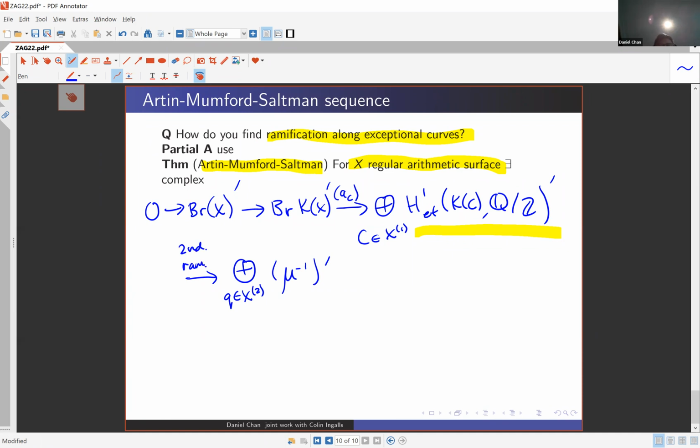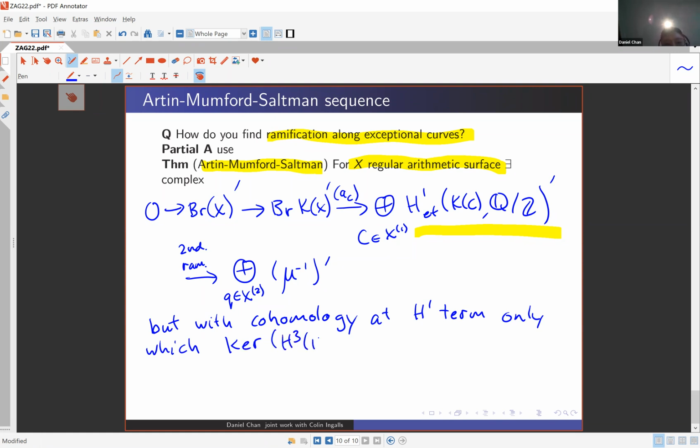So it's a complex, but we can control the cohomology. But with cohomology, at H1 term only, which is, well, there's another map here which goes from H3 X, G_m maps to H3. So this is all et al. The function field G_m.